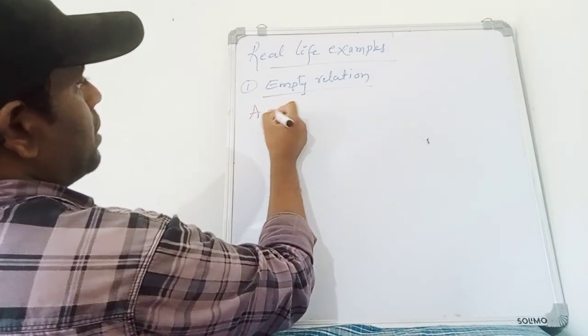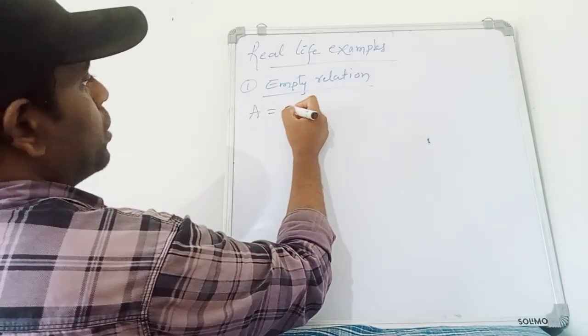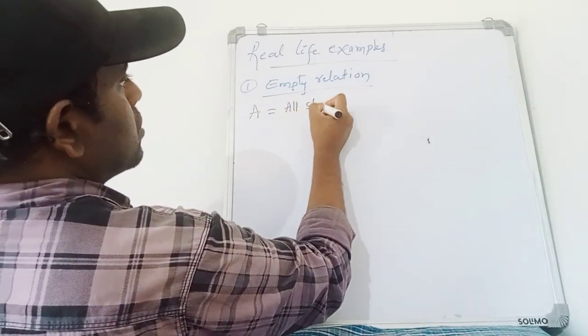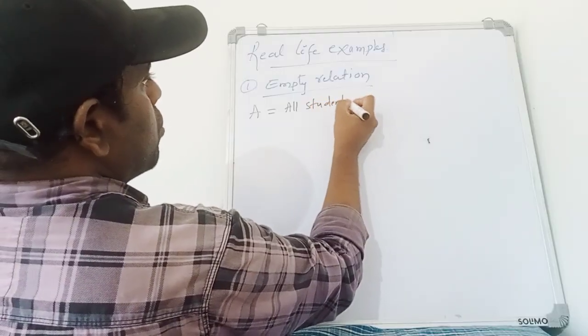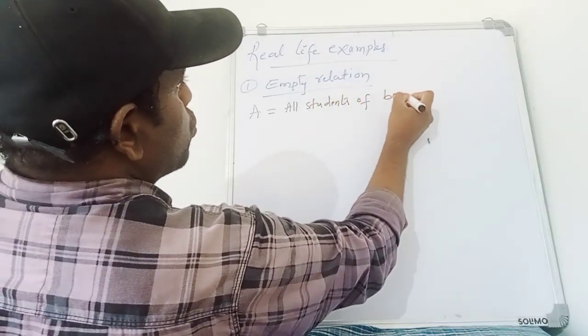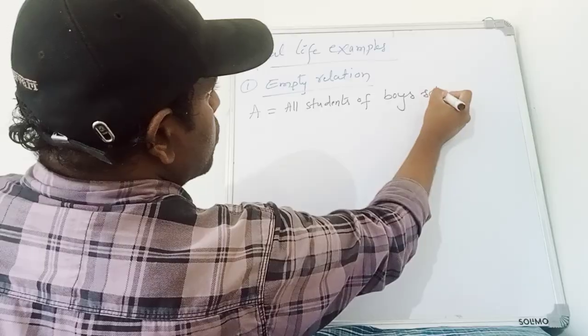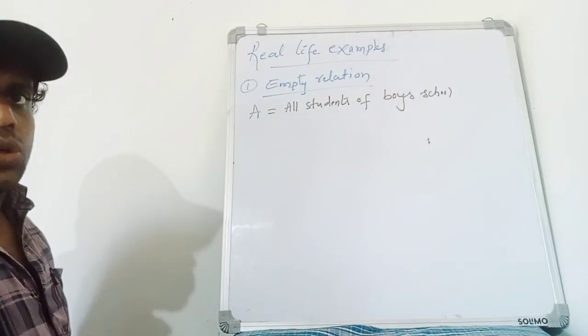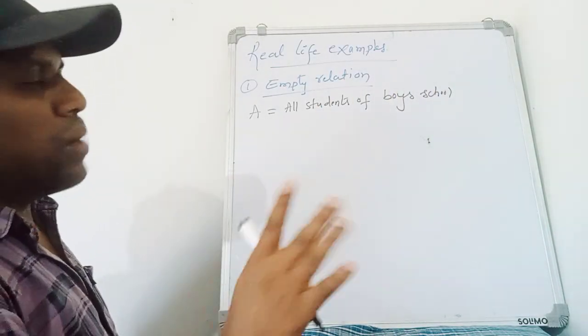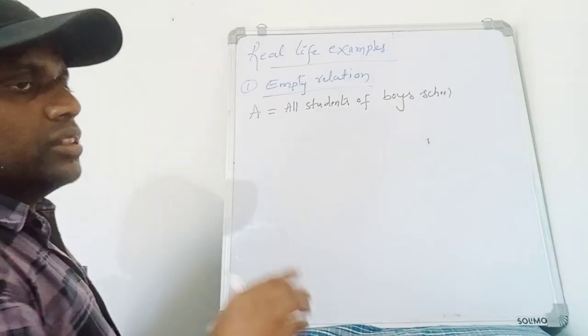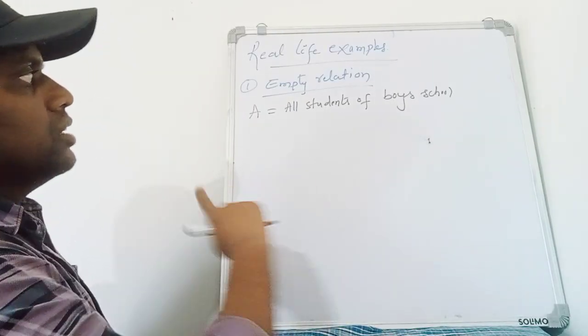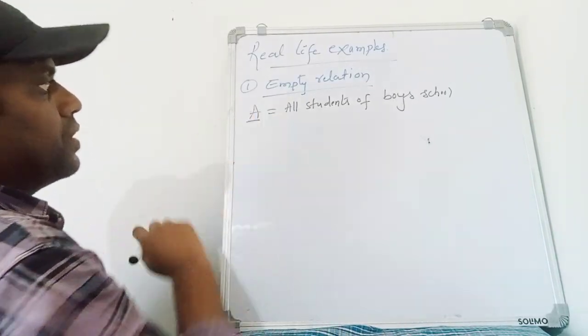For example, set A, we are considering all students of a boys school. Okay, there is a school that is a boys school. I mean only boys, no girls. So in that school, the students who are there, that set we are taking as A.